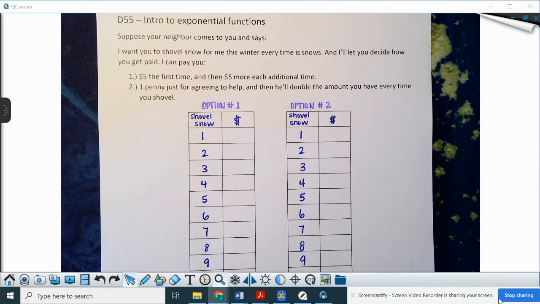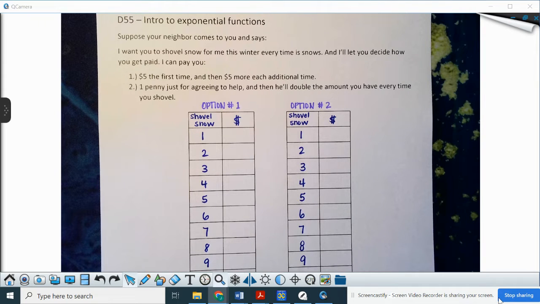All right, so let's suppose that your neighbor comes up to you and says, I want you to shovel snow for this winter, the entire winter, every time it snows, and I'll let you decide how you get paid. I'll give you two options. The first one, you're going to get $5 the first time, and then $5 more each time you come to shovel snow. 1 penny is your second option, just for agreeing to help.